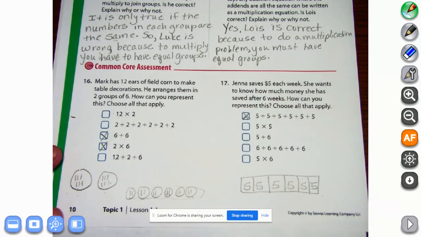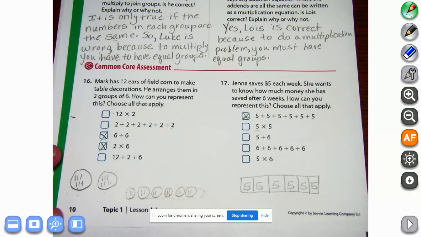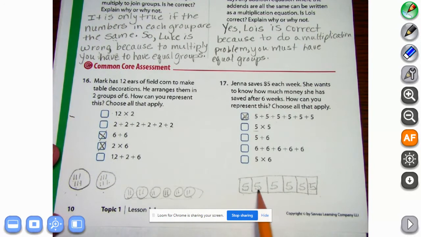Could we do 5 groups of 5? Well, I have 5 in the groups, but I have 1, 2, 3, 4, 5, 6 groups. That's not enough. Could I do 5 plus 6?